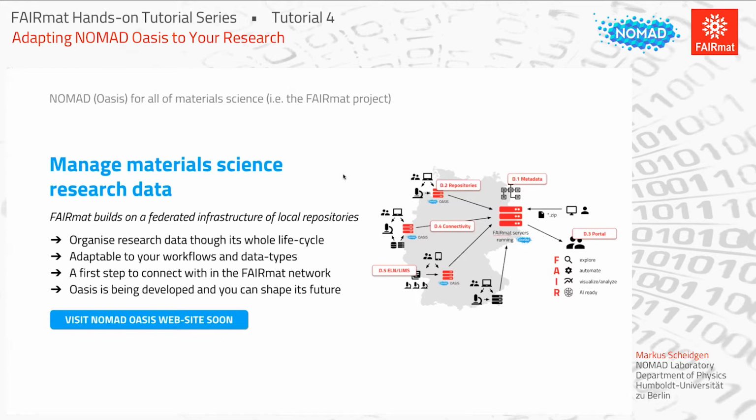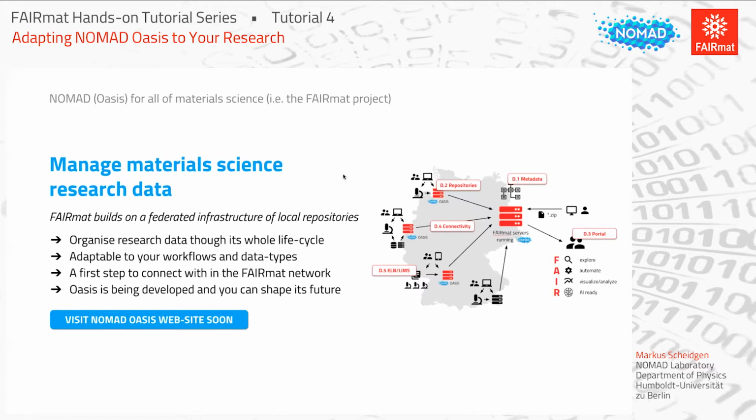So the NOMAD Oasis tries to provide functionality for the whole life cycle of the data, right? From its acquisition through analysis to refinement and augmentation until it's really publication ready. And the other aspect is, of course, that in the FAIRmat project, we want to open the platform and going away from just theory data, from just parsing input and output files of simulations, into being able to consume other data as well.